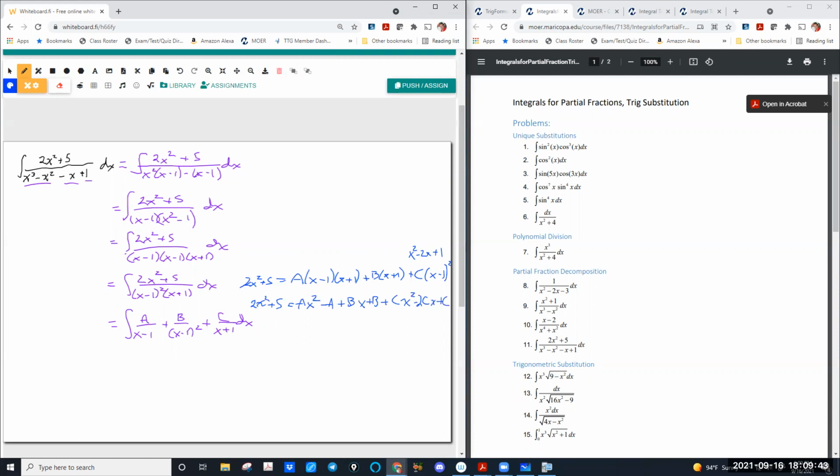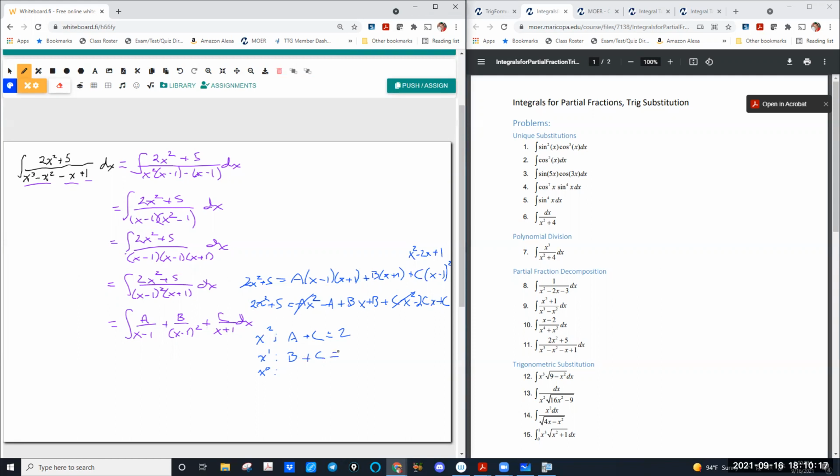All right, we make our system. This is going to be a 3 by 3. x squared, x to the first, x to the 0. x squared, what do we got? We got A plus C. That's it. And that equals 2. So that took care of the x squareds. The x's, we have B plus C.